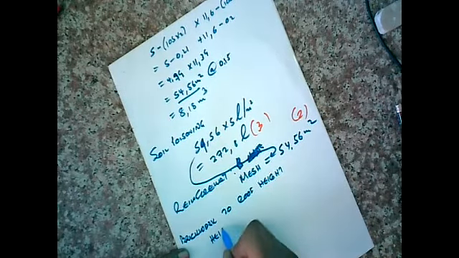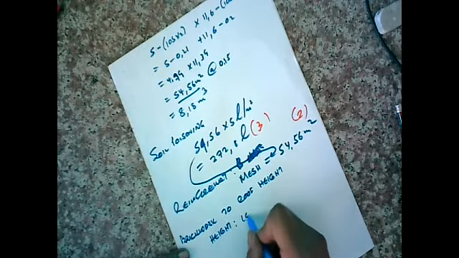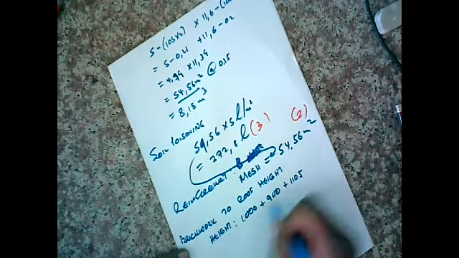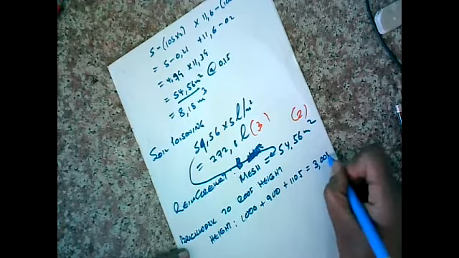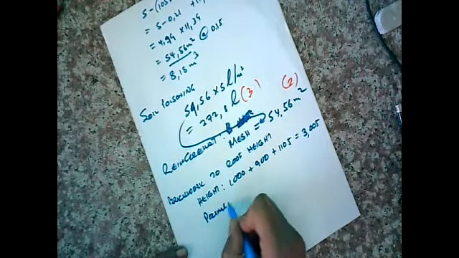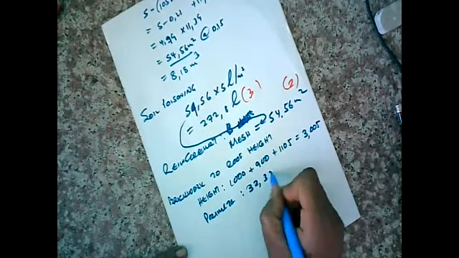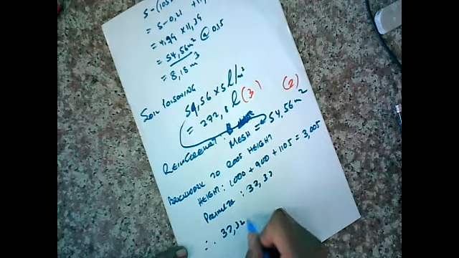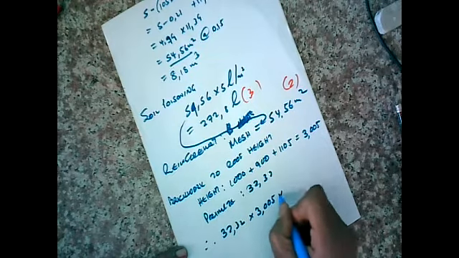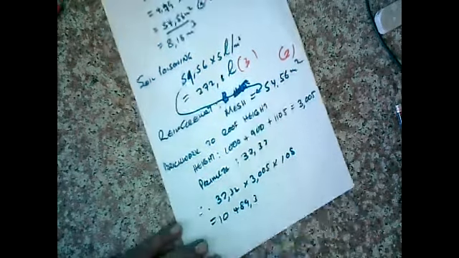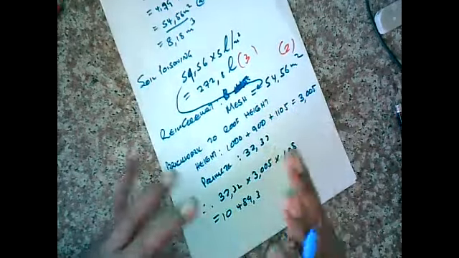And our height is equal to 1000 plus 900 plus 1105. We get a value of 3.005 meters. We know the perimeter is equal to what? We found this already. 32.32. Therefore, 32.32 times 3.005 times 108 gives us 10,489.3 bricks. But remember, there's cavities or holes in the structure.